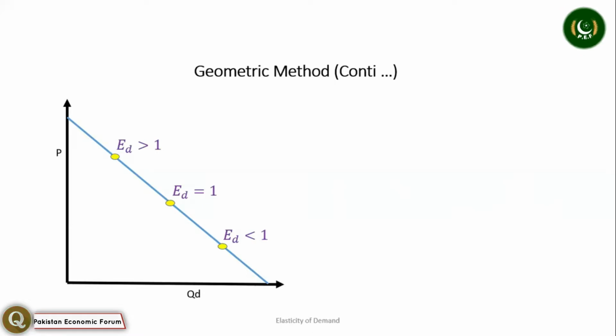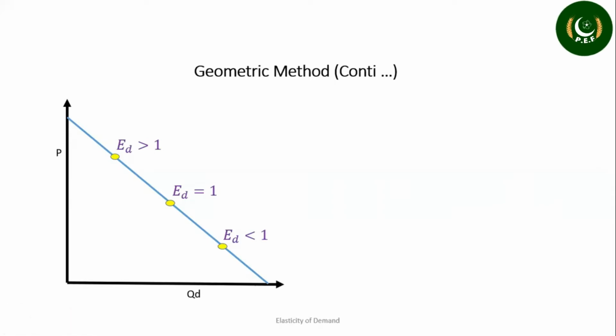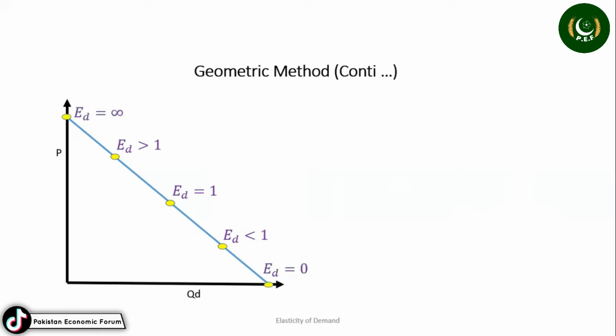So we can say that as we move along the curve to the right side, the value of elasticity falls. And as we move along the curve to the left side, the value of elasticity rises. Hence, we have two extreme points. This is how we can measure elasticity of demand on a linear demand curve using the geometric method.